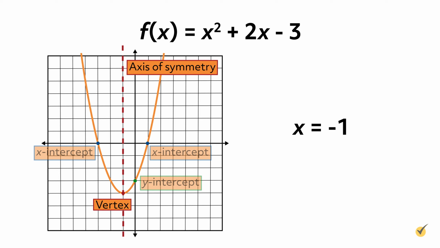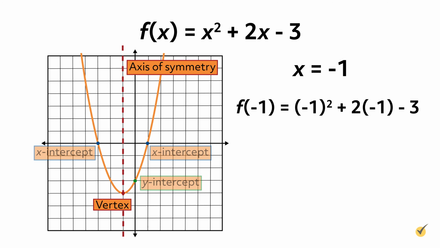In this case, it means it's negative 1. Now we just need to find the y value of the vertex. We do that by substituting our x value into our function. So our function is f of x equals x squared plus 2x minus 3. And we plug in a -1 anywhere we see an x.